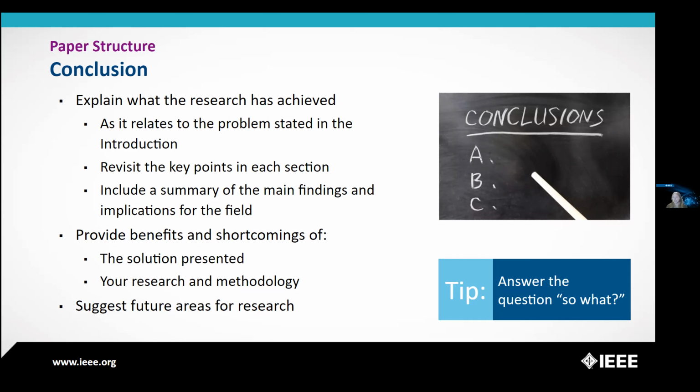I get a lot of times people asking me, well, both the abstract and the conclusion are a summary. How do I differentiate them? And so I like to think about the reader. So the person reading your abstract has typically not read your paper, and they're trying to determine if that paper is relevant to them. So you're trying to grab their attention and pull them in.